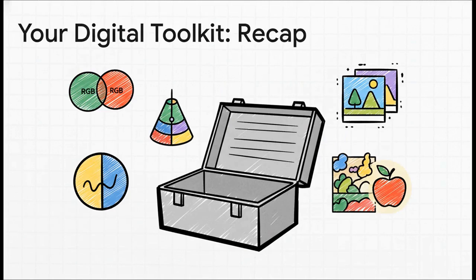So, let's do a super quick recap of the Digital Artist Toolkit we've built today. We started with our color models, the basic languages like RGB and HSI. Then we learned about transformations, our filters for editing. We covered smoothing and sharpening, the tools for cleaning up an image. And we put it all together with color segmentation, the technique that lets us teach machines to see.